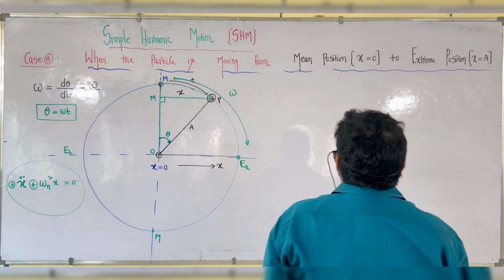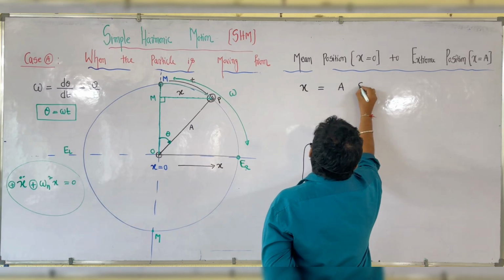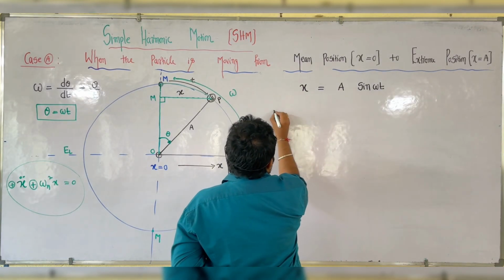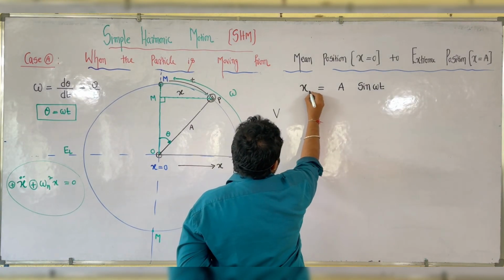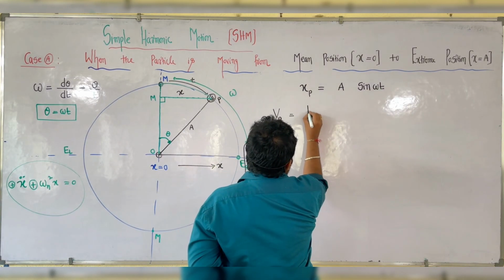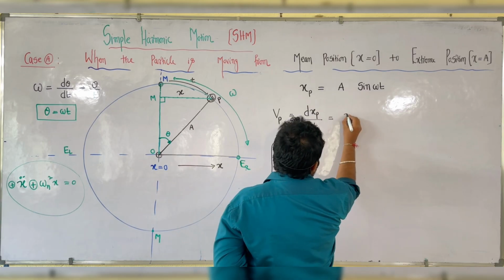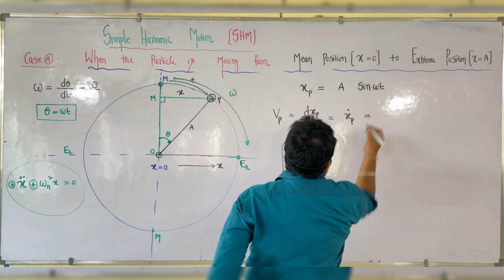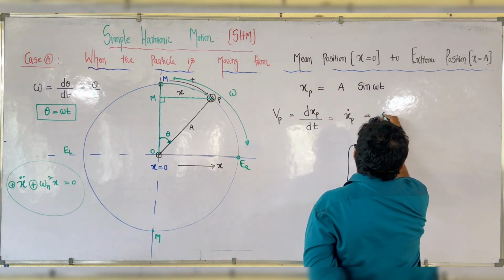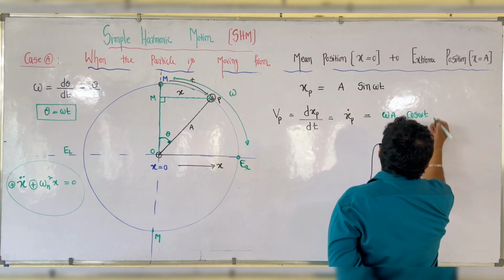Focus here. What is the displacement of the particle? X equals a sin omega t. What is the velocity of the particle? This is the displacement of the particle. Velocity of the particle is dx by dt, that is x dot. That equals omega a cos omega t.